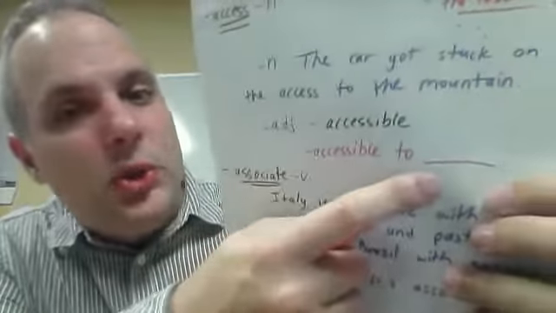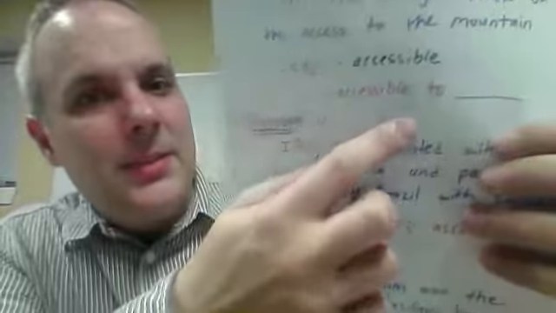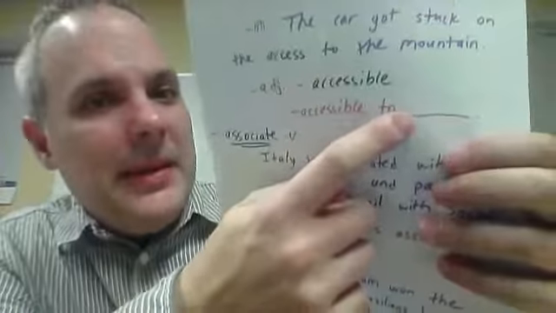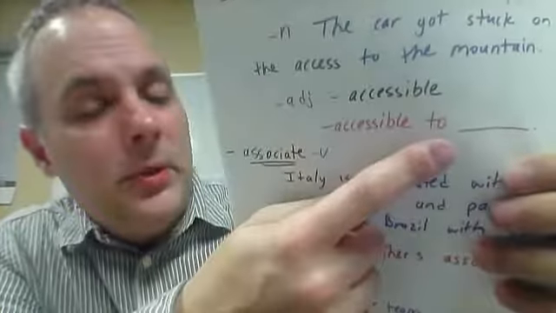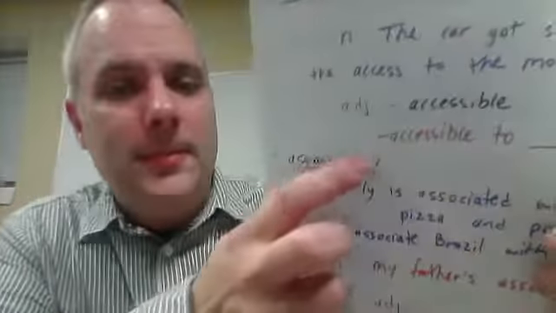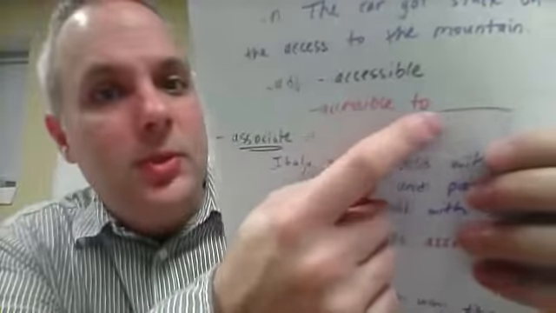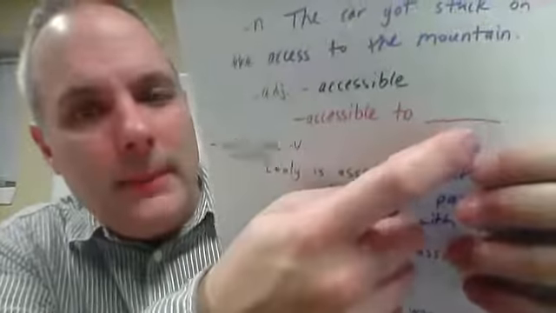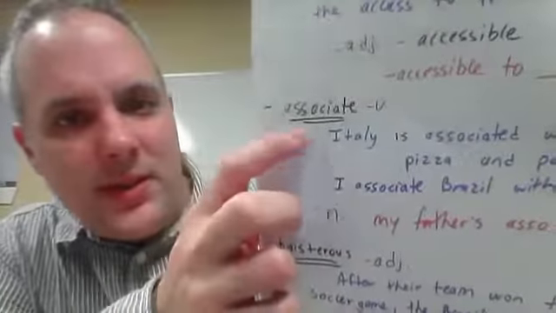Accessible to something. So we'll say this lesson is accessible to medium English level students. Accessible to. We say the restaurant is accessible to people in wheelchairs, okay? Accessible to who? Accessible to the students, accessible to people in wheelchairs. Good. Now, be careful with your pronunciation, okay?